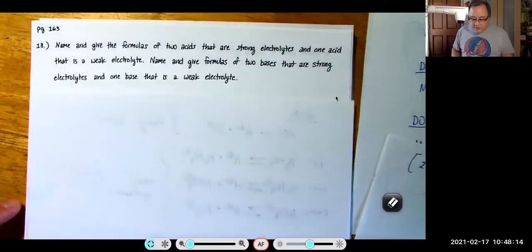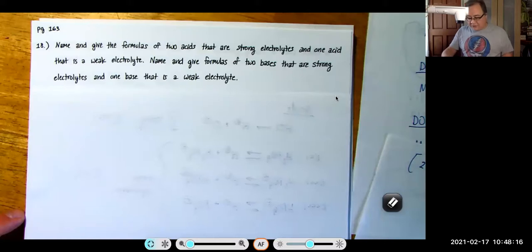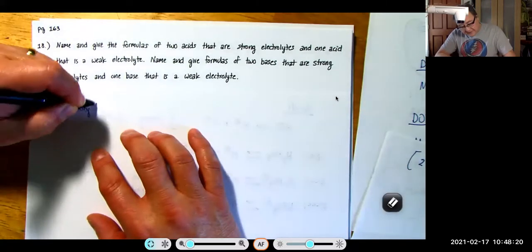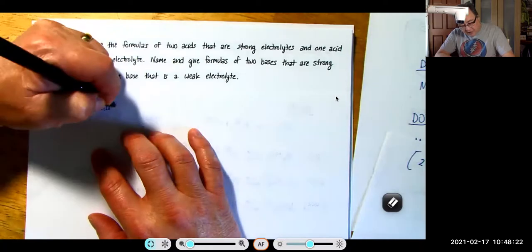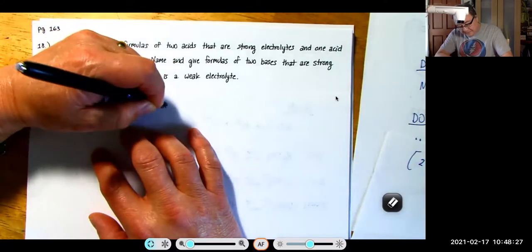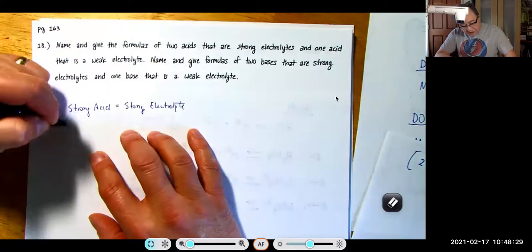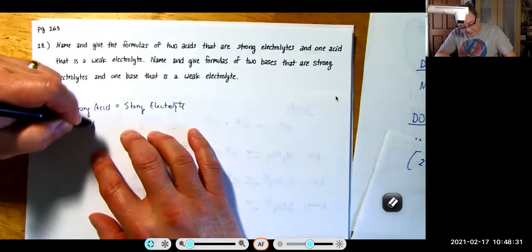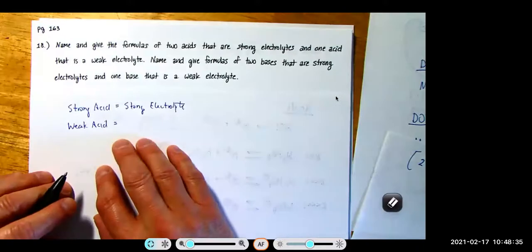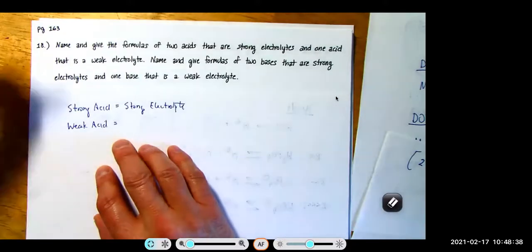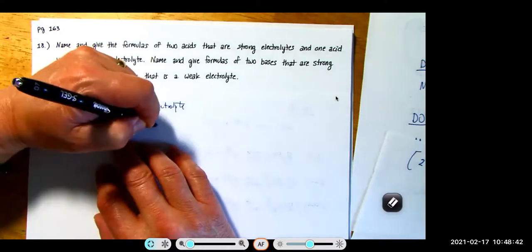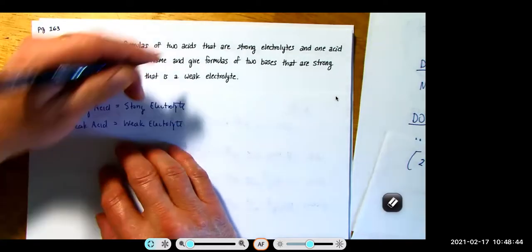Name and give the formulas of 2 acids that are strong electrolytes. So a strong acid is also called a strong electrolyte. And a weak acid is called what type of electrolyte? Well, a weak electrolyte, that's exactly it. So these words are synonymous.